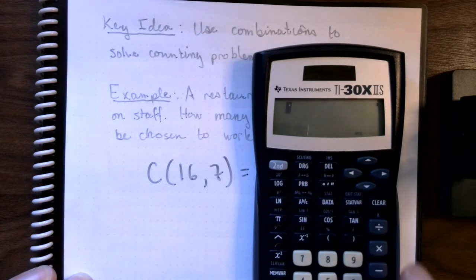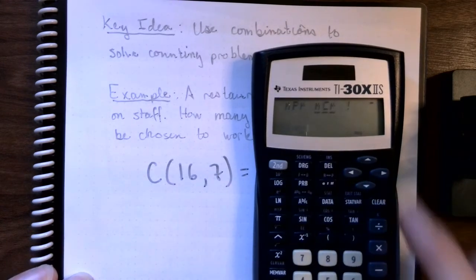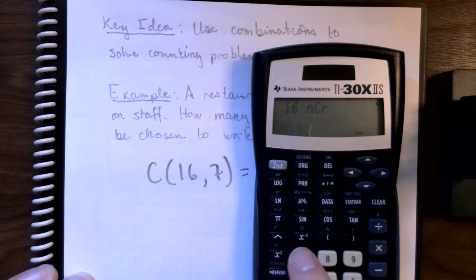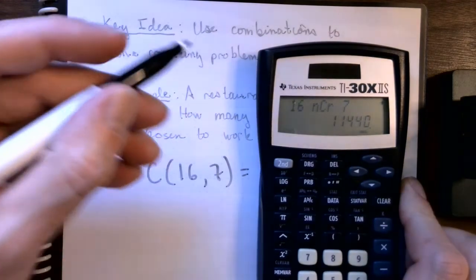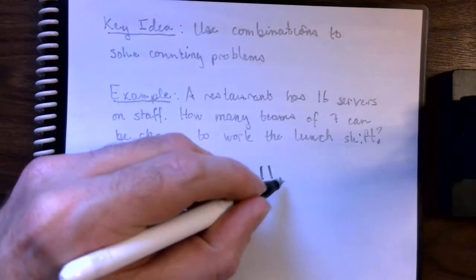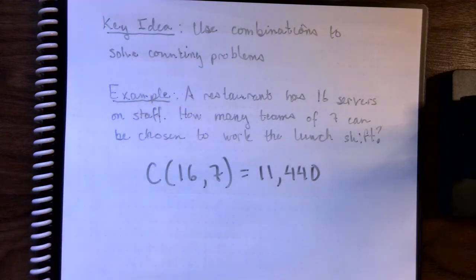Clear it out. 16 people to choose from. I go to the PRB menu. I get the NCR function, 16 NCR 7, and that equals 11,440 possible schedules where you have 7 people of the 16 to work the lunch shift. So when order doesn't matter, we use the combination tool to help us.